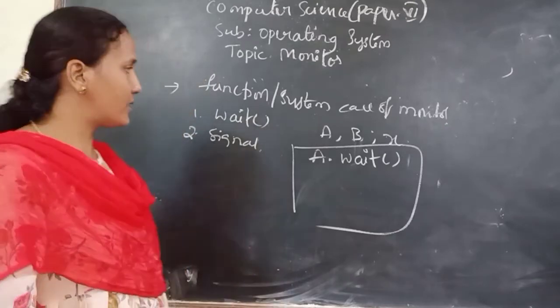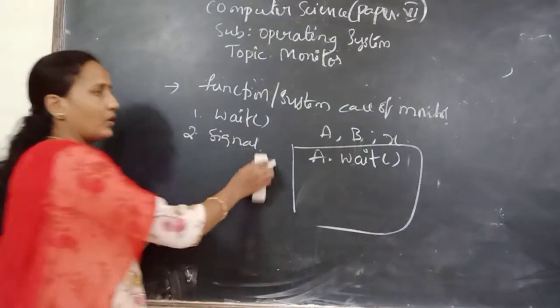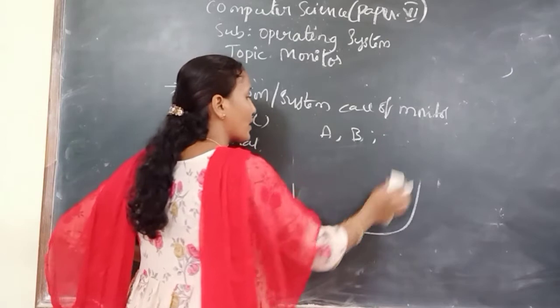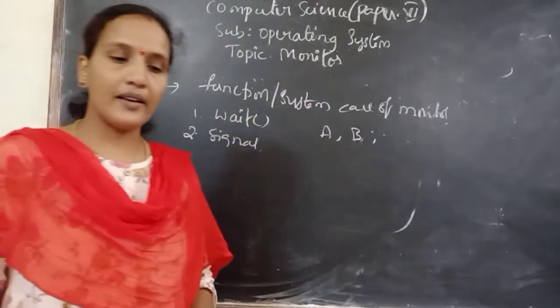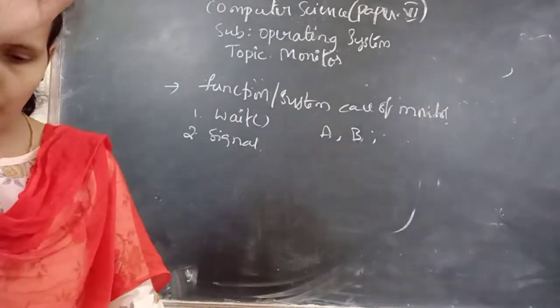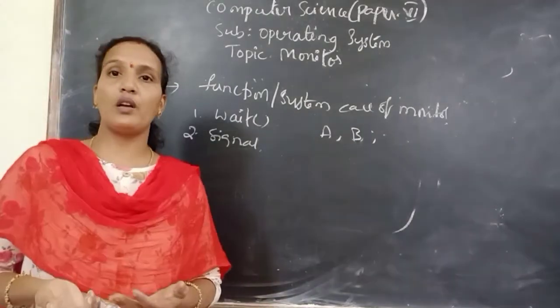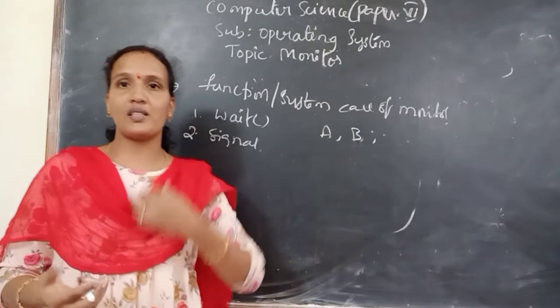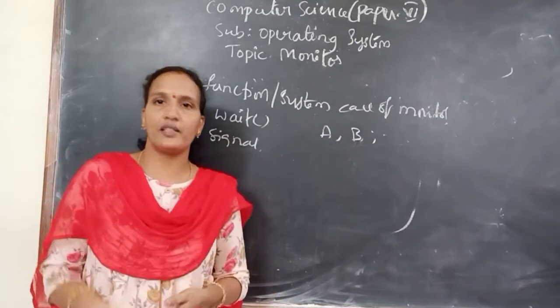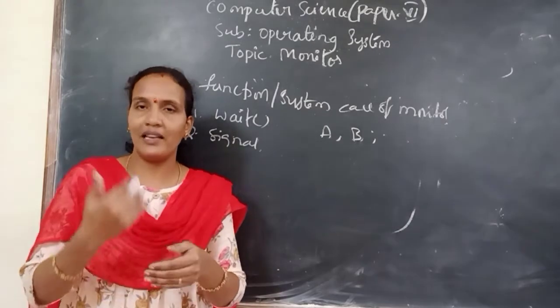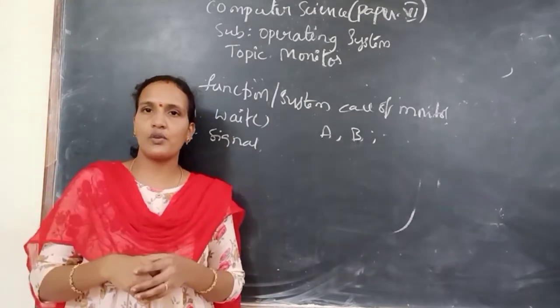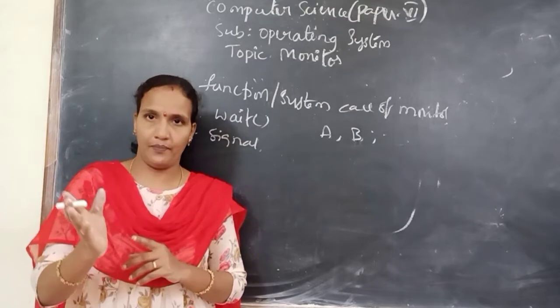Now, the next system call is signal. Signal means whatever processes are in the suspended mode or blocked mode are given a chance to execute. Signal means, okay, my turn is over, my lecture is over, I call the student to come inside. That is nothing but the signal. So what happened?